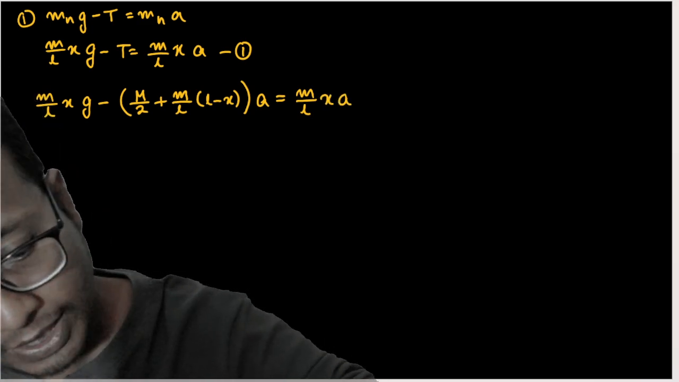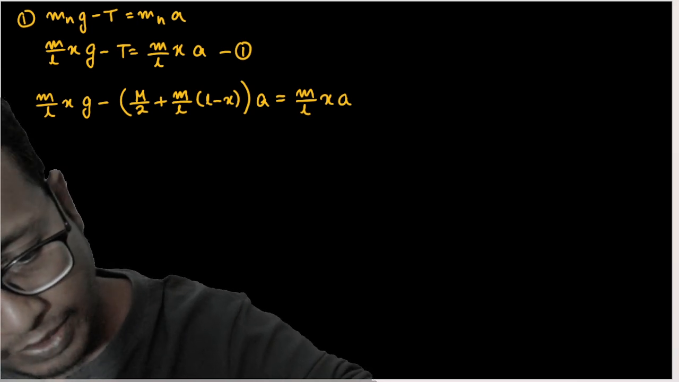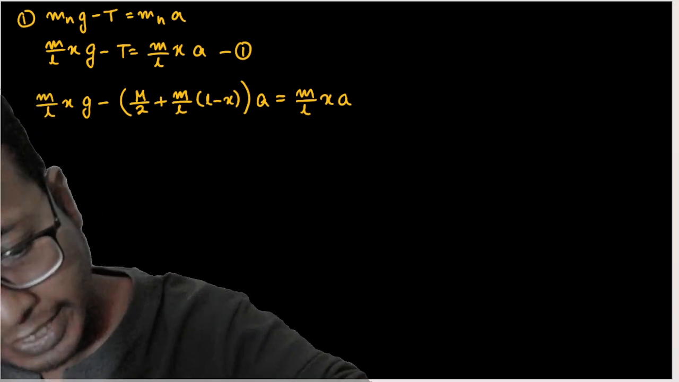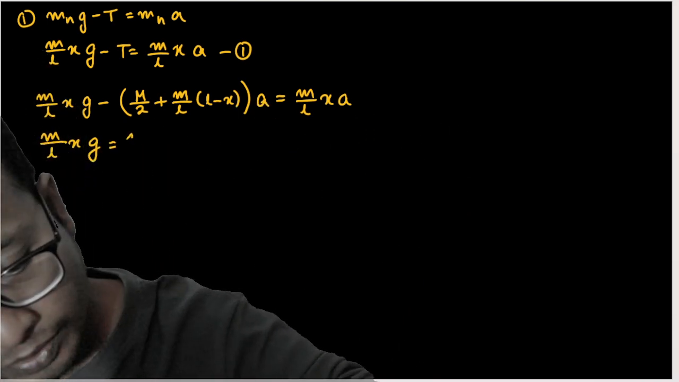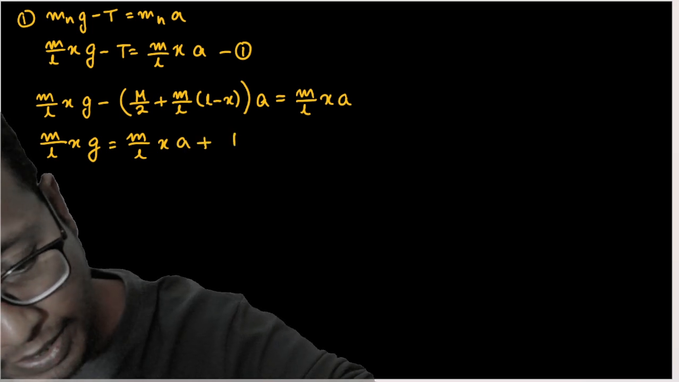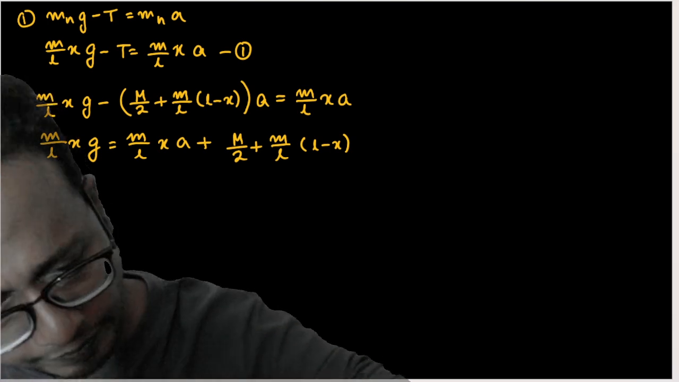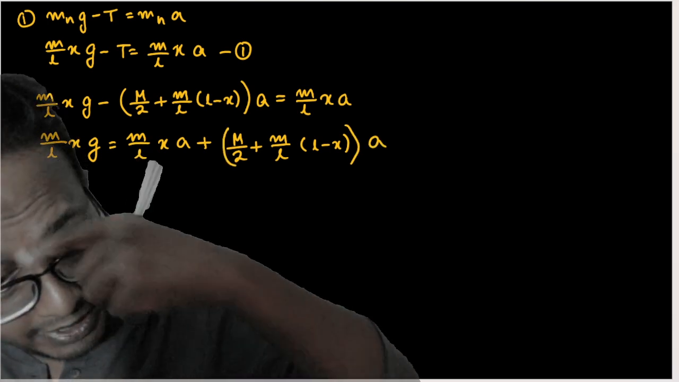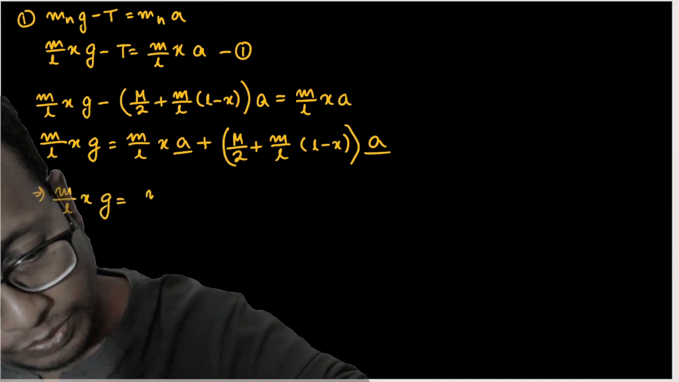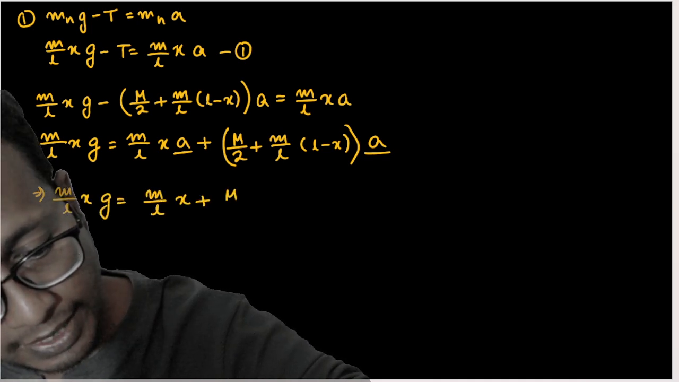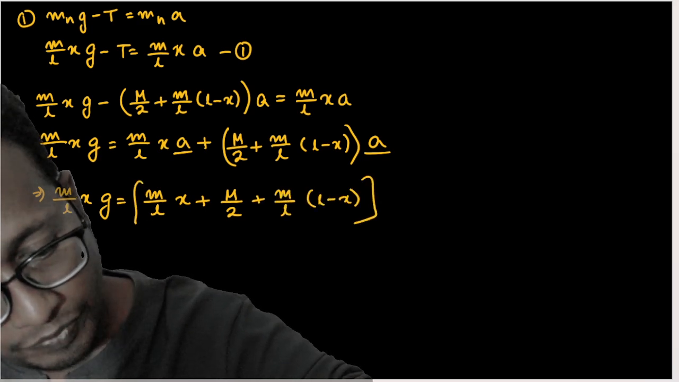Now what are the things that we can cancel out here? Let's first simplify. Let me take the a term common. That means m by l x g, and this entire term will be sent to the right hand side. So m by l x a plus m by 2 plus m by l into l minus x, into a. Let me take a common. So m by l x into g is equal to m by l x plus m by 2 plus m by l into l minus x, into a.